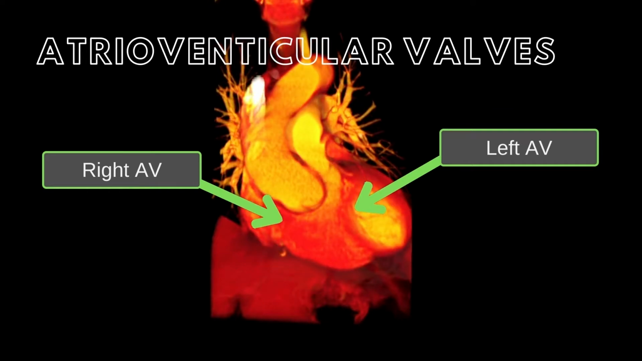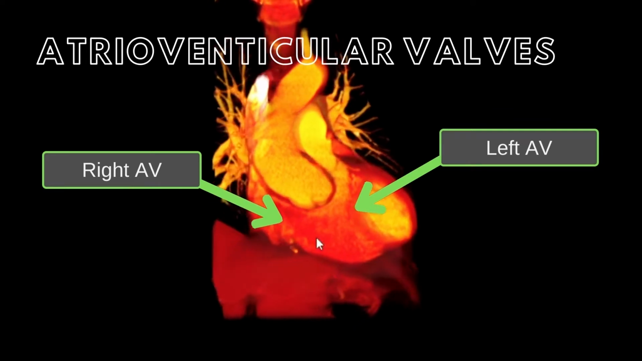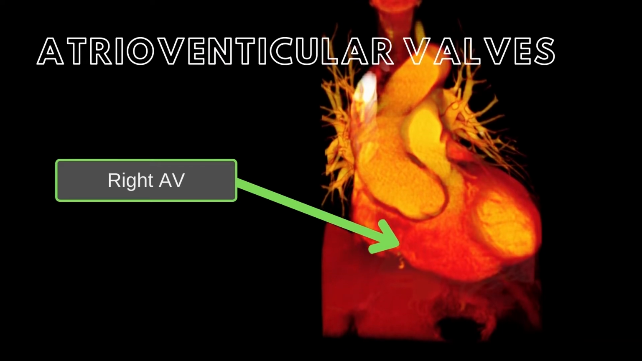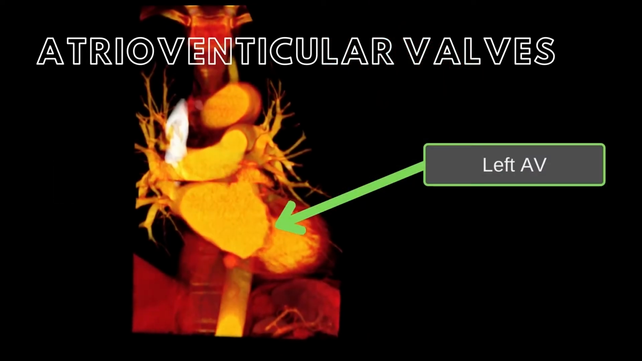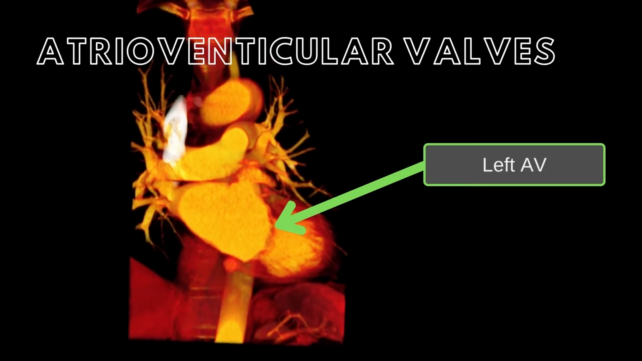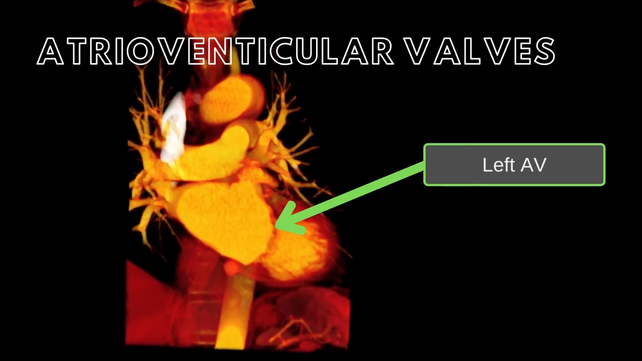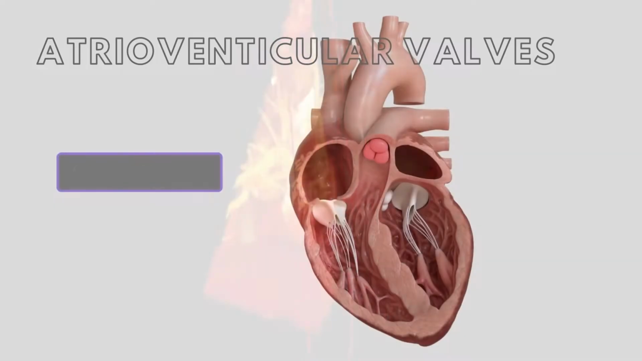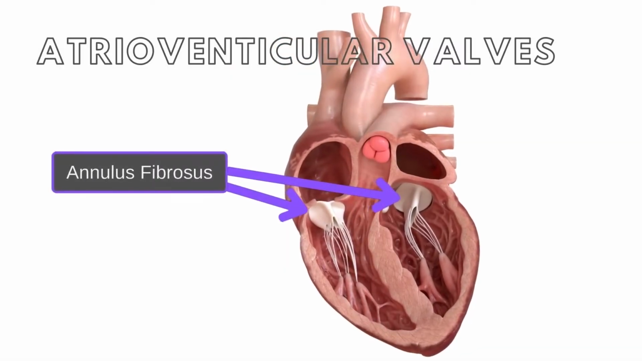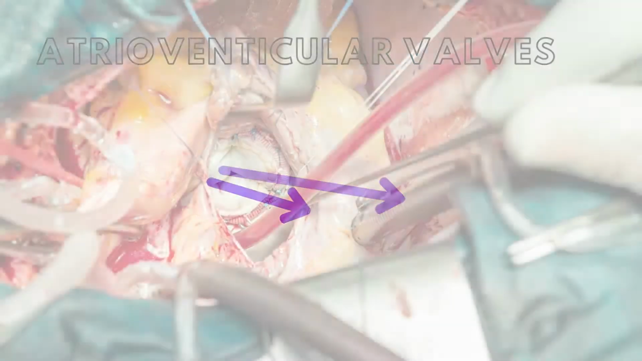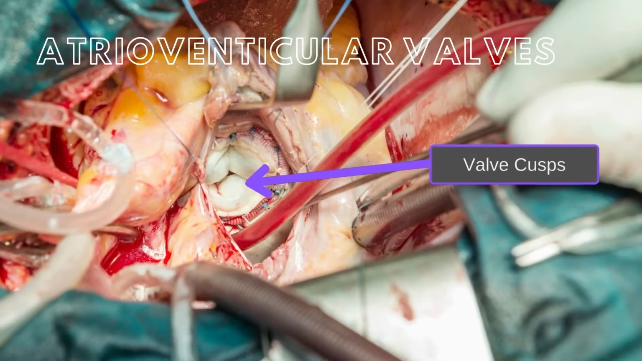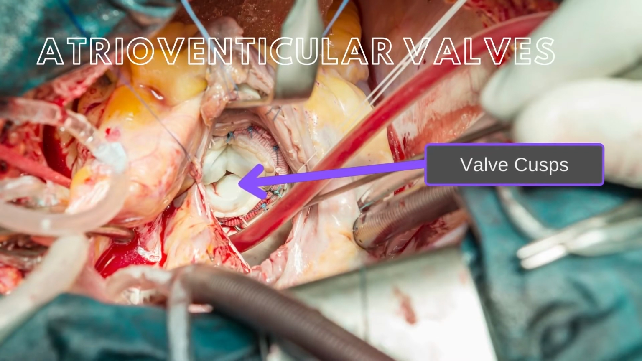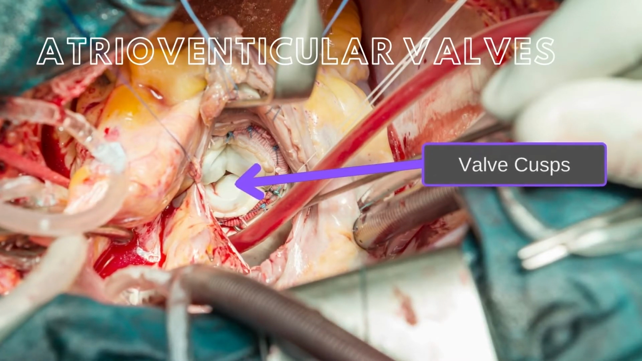These valves separate the atriums and the ventricles, with the right AV valve, or tricuspid valve, between the right atrium and right ventricle, and the left AV valve, also known as the mitral valve, between the left atrium and left ventricle. They are each composed of 4 parts: the annulus fibrosus, which serves as the foundation of the AV valves, the valve cusps, which are thin sheets of tissue attached to the annulus, and when they overlap, they completely close the opening of the AV valve.